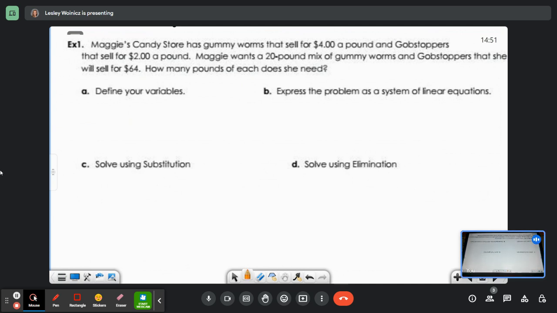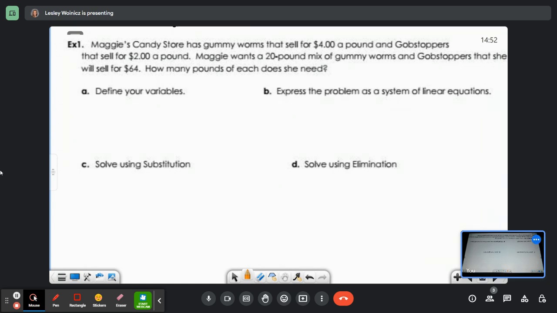So we have a candy store that has gummy worms selling for $4 a pound and gobstoppers that sell for $2 a pound. Maggie wants a 20-pound mix of gummy worms and gobstoppers, and she's going to sell it for $64. How many pounds of each does she need?